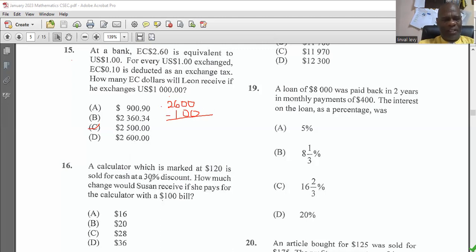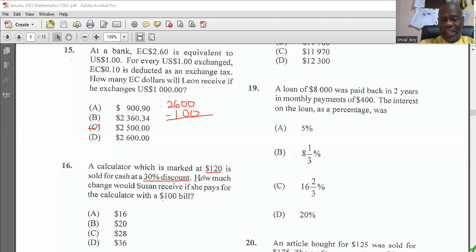Okay, now look at number 16. A calculator which is marked at $120 is sold for cash at a 30% discount. All right, so remember now this is 30% and it says discount. All right, so discount means you're taking the money off. You're going to pay less. All right, so the calculator is valued at $120. So right away, you know you're not going to pay $120, you're going to pay less, right? And it's 30% less.